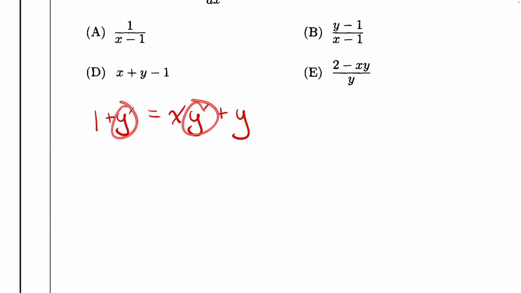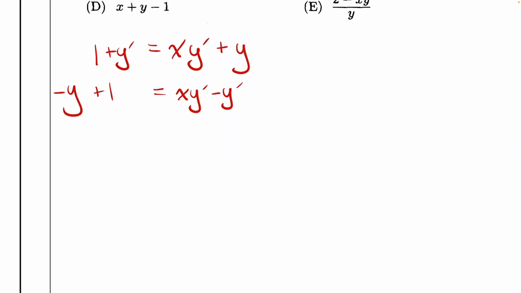Y primes need to be on the same side. I'm going to arbitrarily choose the right side because there's more things happening over there. It doesn't really matter. Did you guys choose the right or left side? I chose the right side. Okay, we're going to put the y primes over here, so I'm going to have an x y prime. Let's get rid of this y, so you're going to have a negative y over here. Let's get rid of this y prime over here, so I'm going to have a negative y prime over here. And I have a positive 1 over here.